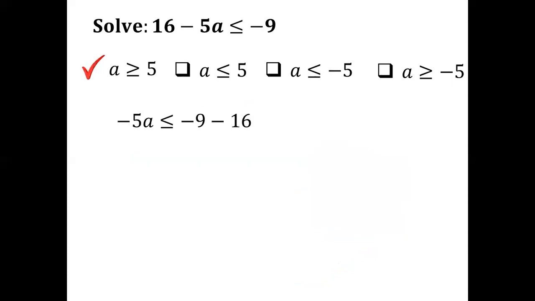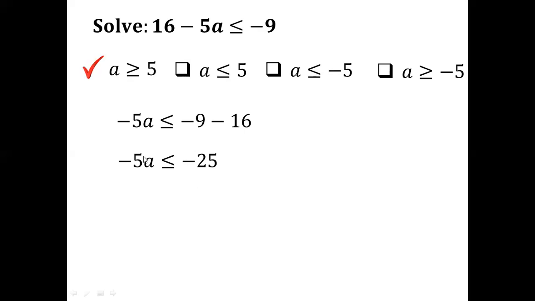Let's see the answer. Now the question here was 16 minus 5a is less than or equal to negative 9. So we are going to move the 16 to the other side. So that will become negative 16 as well. So negative 9 minus 16. Next step, negative 9 minus 16 is going to give you negative 25, because both of them are negative. That means we'll add the numbers, but the sign remains there.